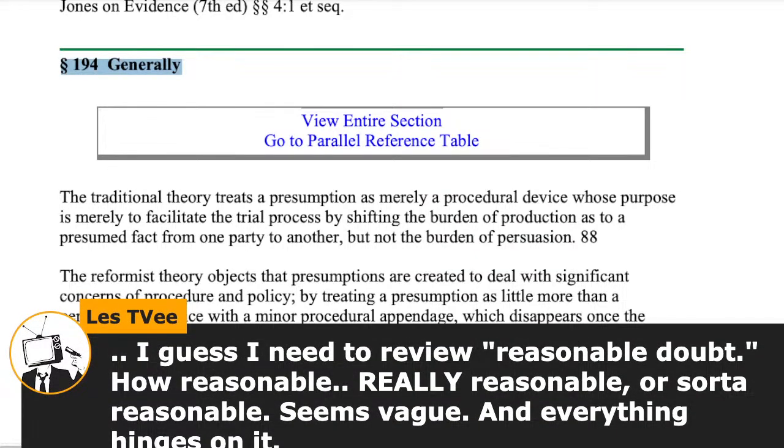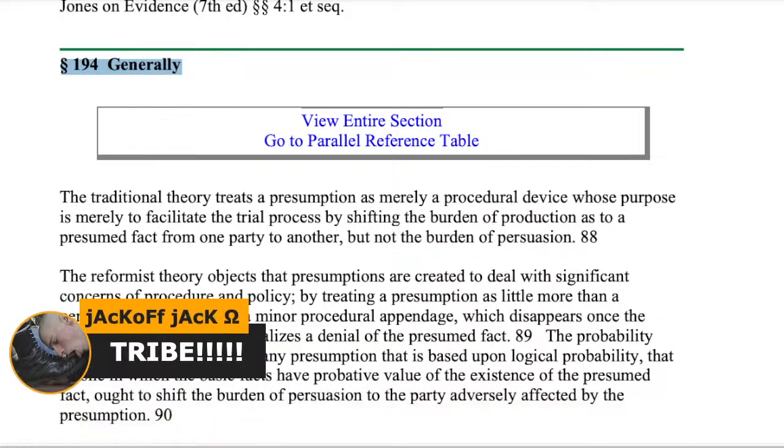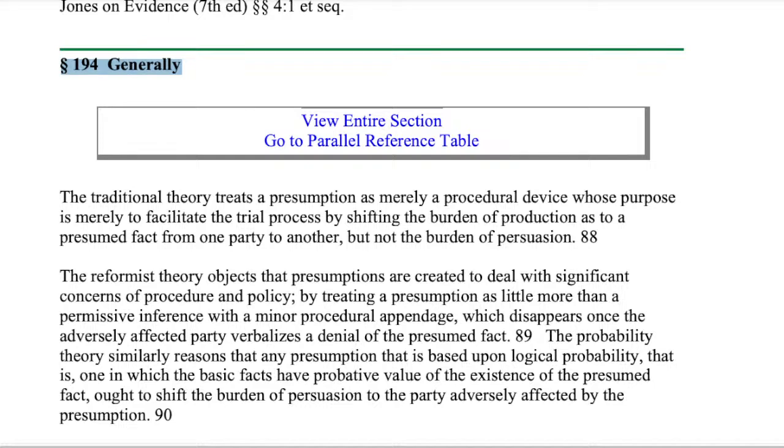I guess I need to review reasonable doubt. How reasonable? Really reasonable. We went over reasonable doubt actually a couple times, and I have to say that was thanks to Captain Jack, one of the subscribers here. And we've actually run over it a couple times through here. But the reasonableness of something is something that would be generally accepted by people in society in the conditions and the subjects and the situation involved.